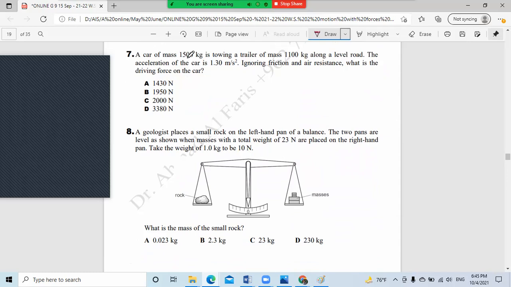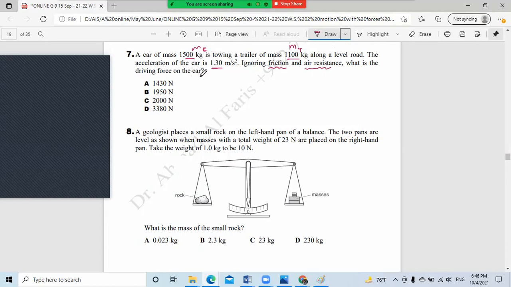A car of mass 1,500 kilograms is towing a trailer of mass 1,100 kilograms. So we have M1, the mass of the car, and the mass of the trailer. Along a level road, that means horizontally; it doesn't go downhill or uphill, so there is no effect of the weight. The acceleration of the car is 1.3 meters per second squared. Ignore friction or air resistance. There are no other forces.